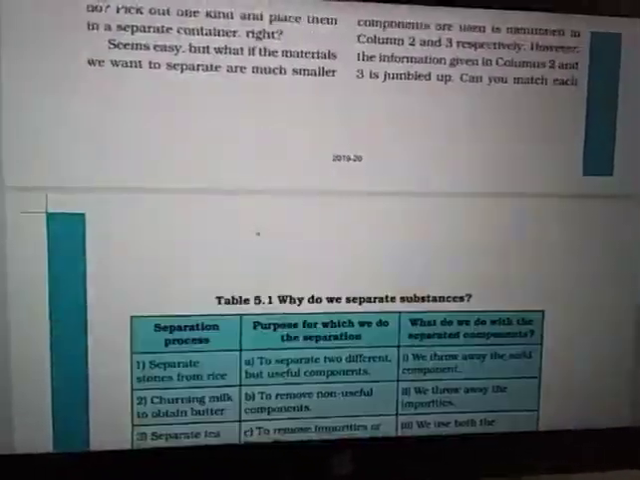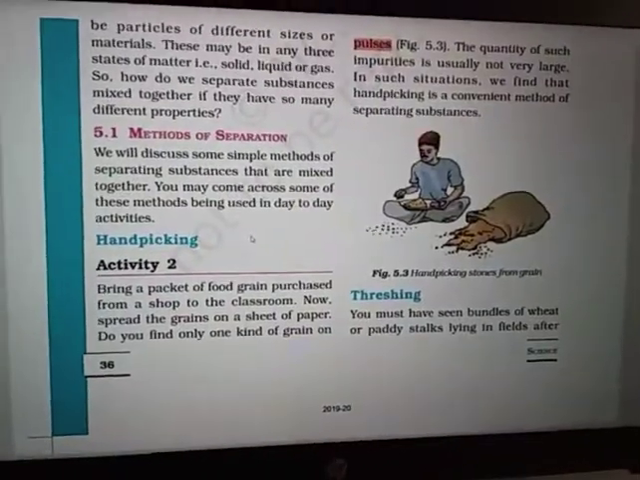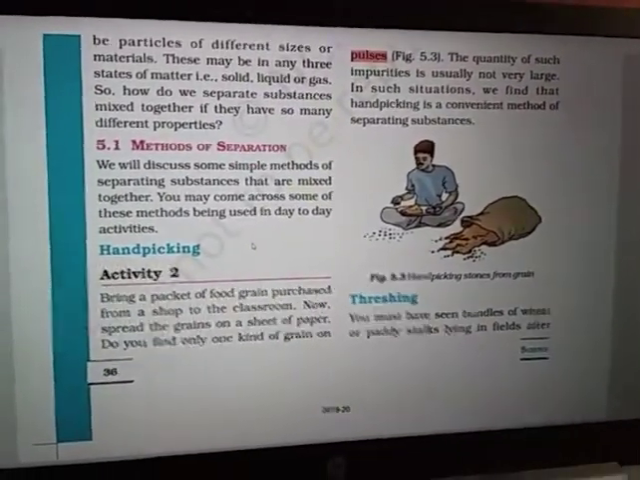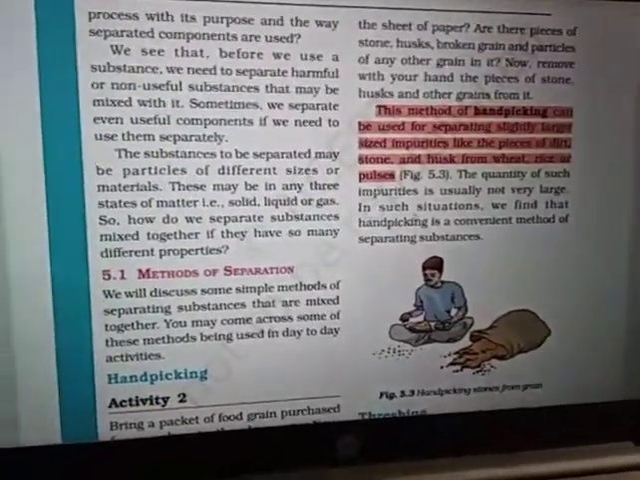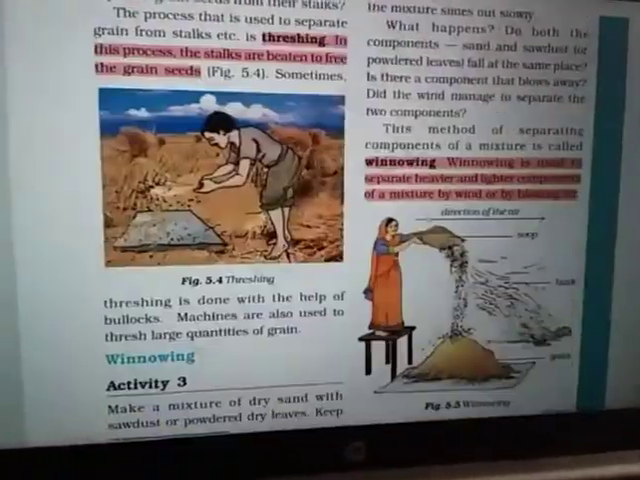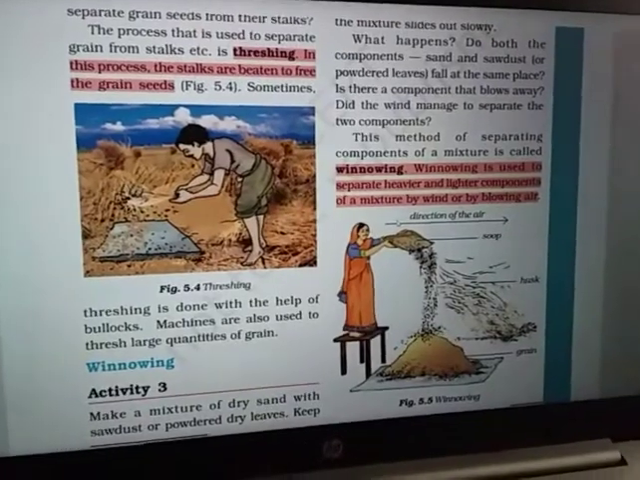So separation of substances means how can we separate two substances? There are various methods to separate any two different substances. One is hand picking. Hand picking means through hand we can separate two substances, right? This is called hand picking. And threshing means beating the stack or the husk to remove the grains.